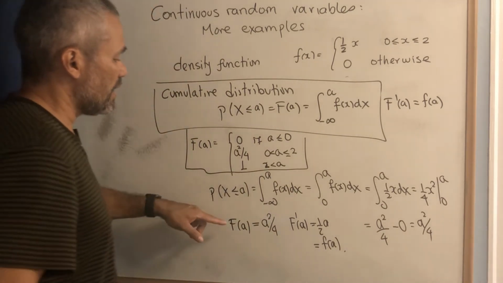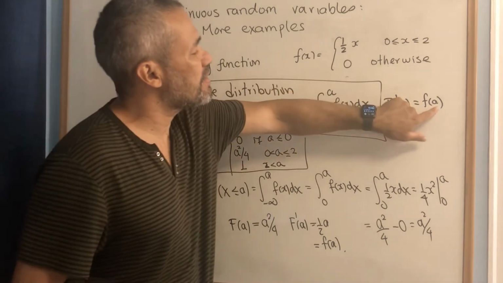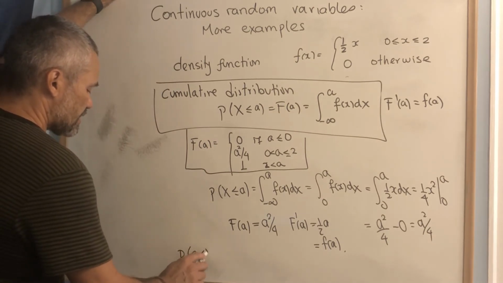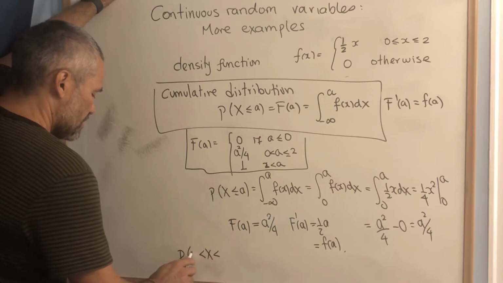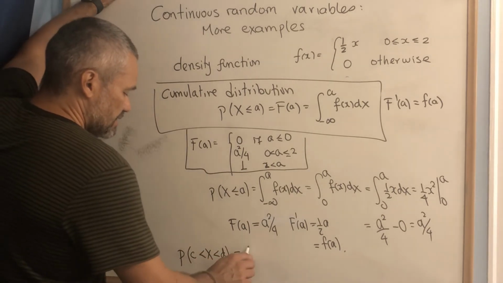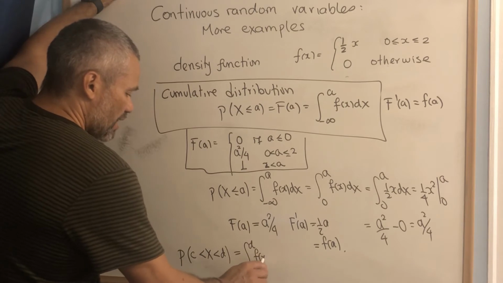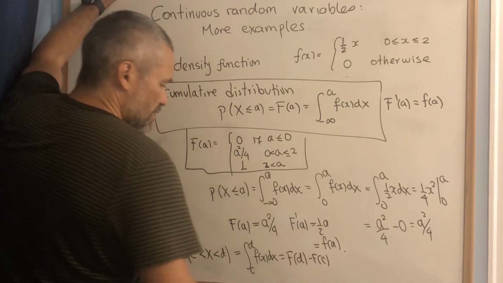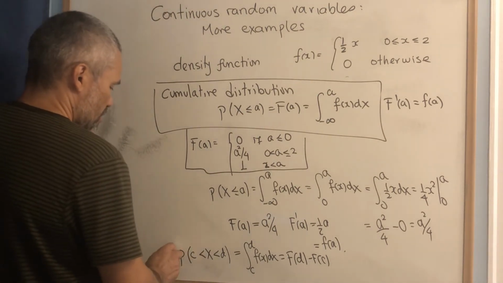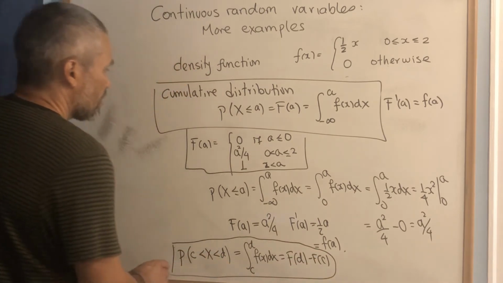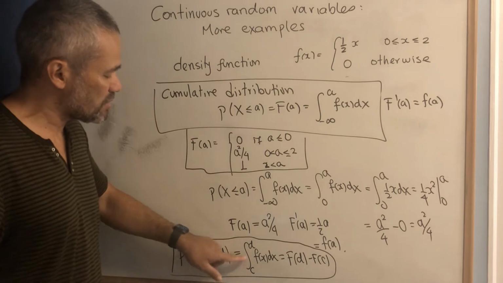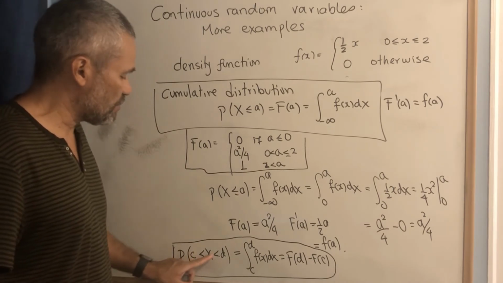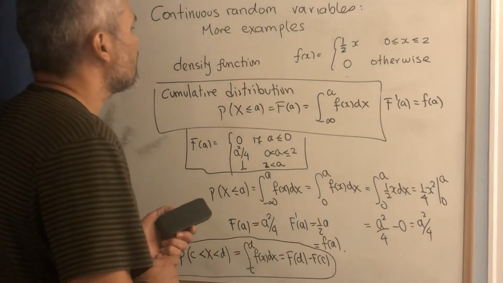Something that is going to be useful later on: since the cumulative distribution is an antiderivative of the density function, anytime we want to compute the probability that x is between some values, let's say c and d, then this is just the integral from c to d of f of x dx, and this is going to be F of d minus F of c. This is going to be an important property. Essentially, since the cumulative distribution is an antiderivative, it allows us to compute the integral that we need when we want to compute the probability that the random variable is between two values. This is again the fundamental theorem of calculus. Let's do another example.